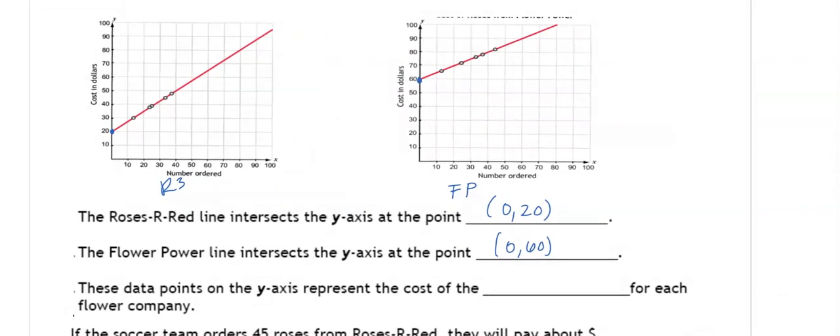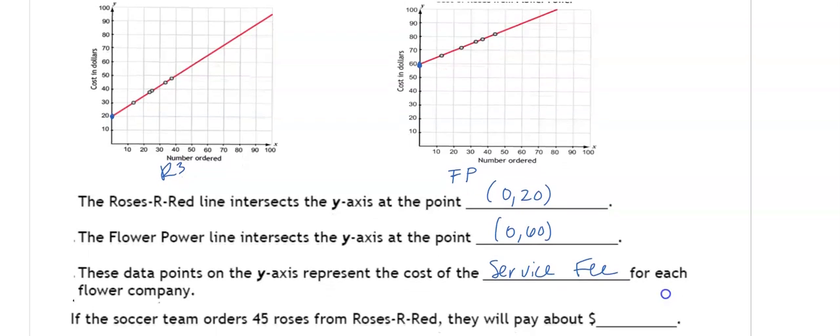These data points on the y-axis represent the cost of the blank for each flower company. Okay, cost of the what? What is this? This is the service fee, if I can spell it correctly. Sorry about this. That's the service fee for each flower company.